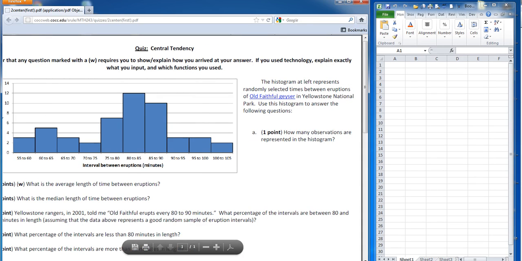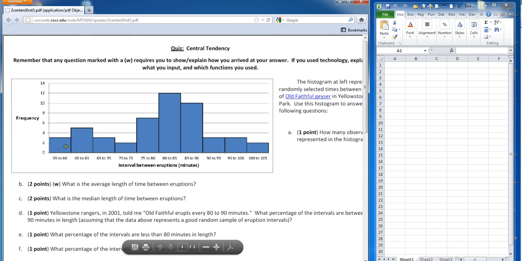First question is, how many observations are represented in the histogram? So how many observations? Well, let's see. We've got a time from 55 to 60, 60 to 65, 65 to 70. So it looks like there are 3 times between 55 and 60.